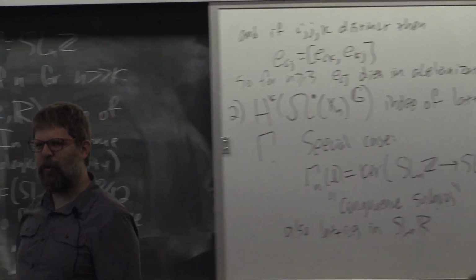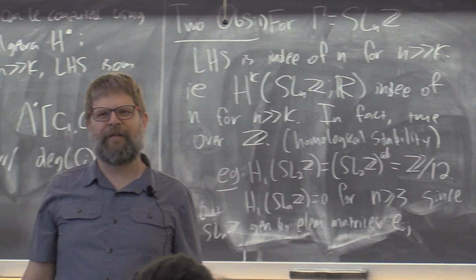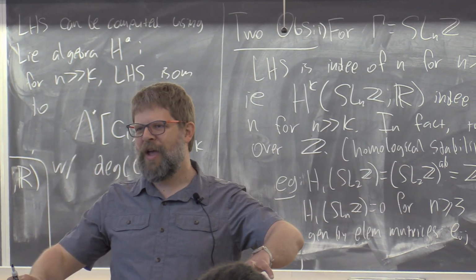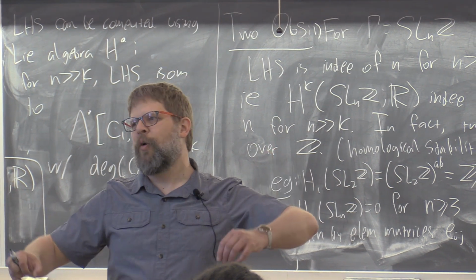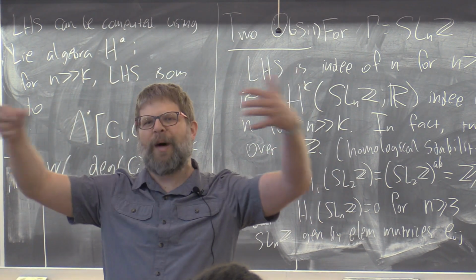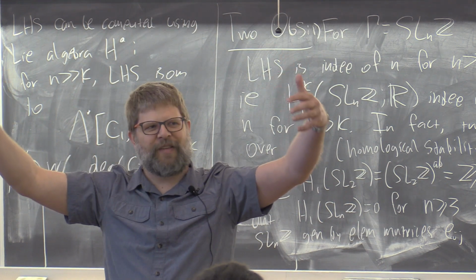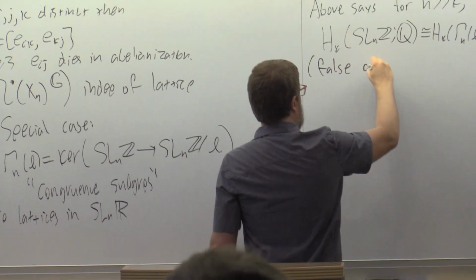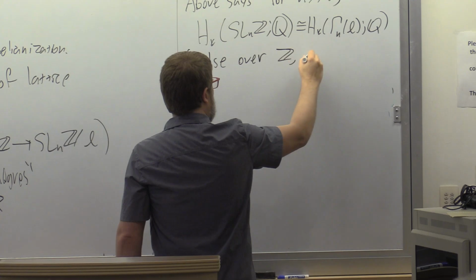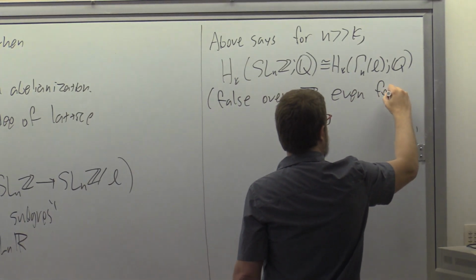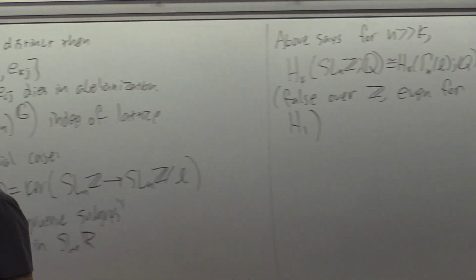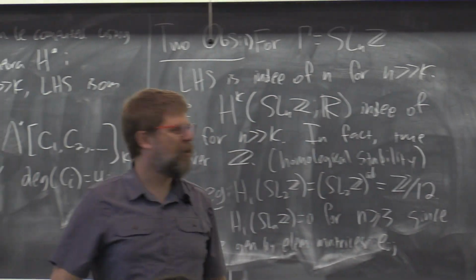Passing to finite index subgroups doesn't change the homology. That's a very unusual phenomenon. You expect a finite index subgroup to be like passing to a cover of a space. When you pass to a cover of a space, you expect the homology to get a lot bigger, right? But in this case, it doesn't. Even for H1, the abelianization of these congruence subgroups is much bigger than 0.